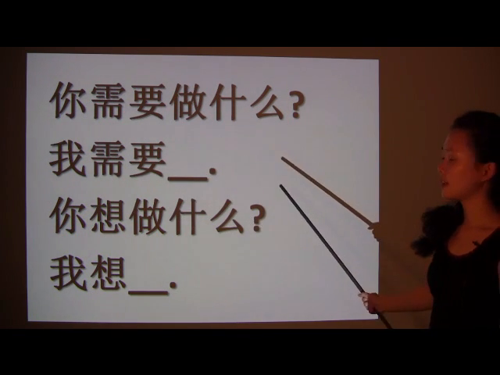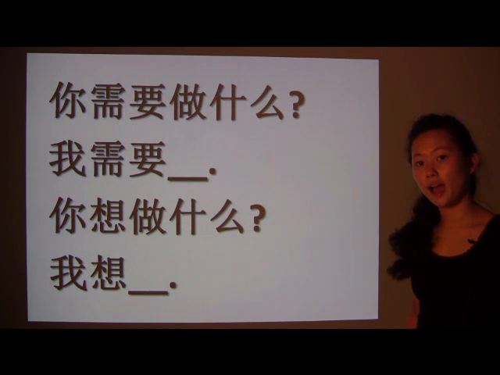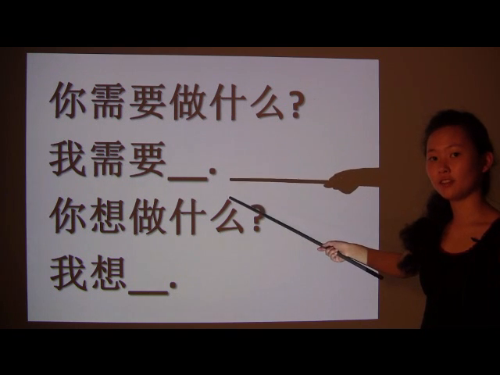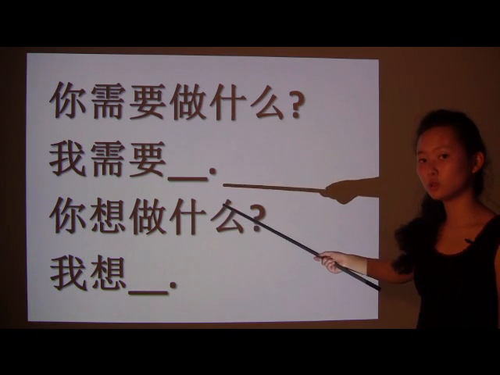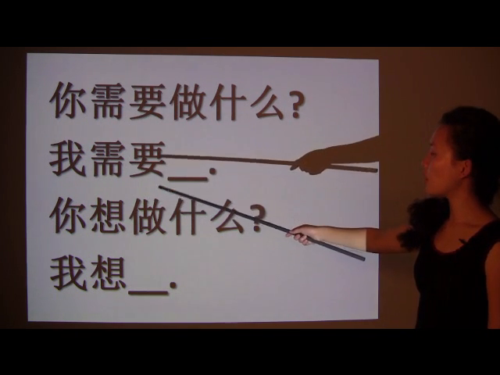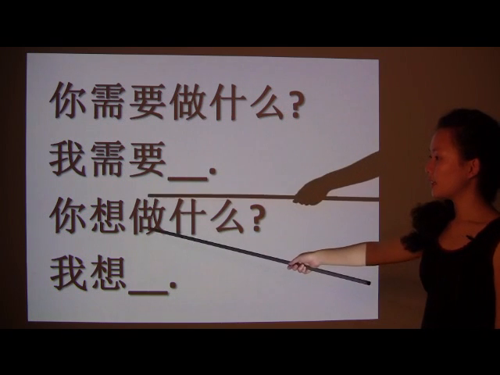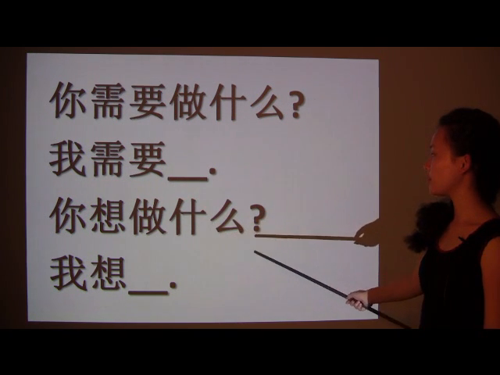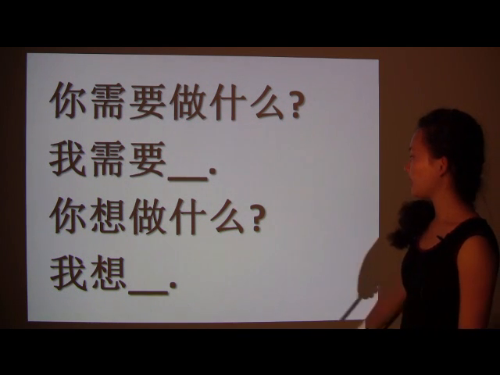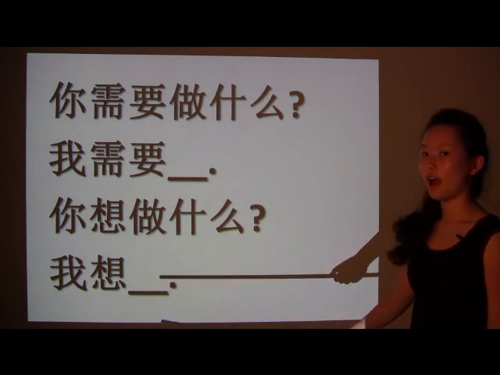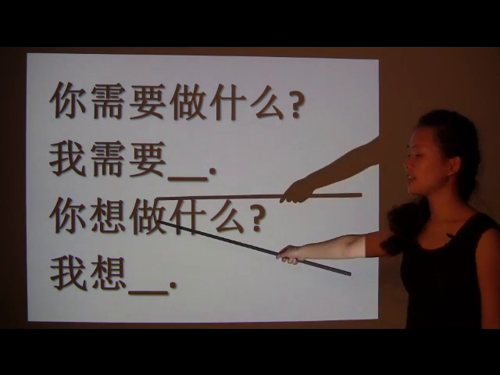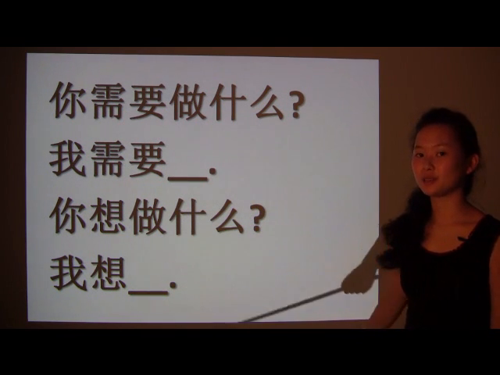我需要. That's the same as we learned before, I need. Well, it all depends on what follows in the blank. And if it's an action, it will be a need to do something. If it's an object, it just means I need. 我需要. 你想做什么? What do you want to do? And to reply, 我想, I want to do such and such. And just remember that instead of 想, you can always use 要, as we learned before.